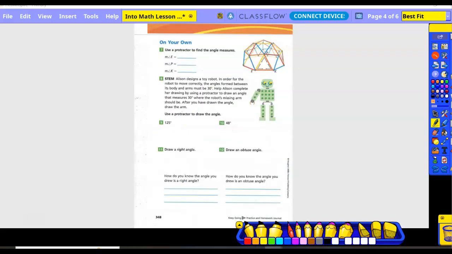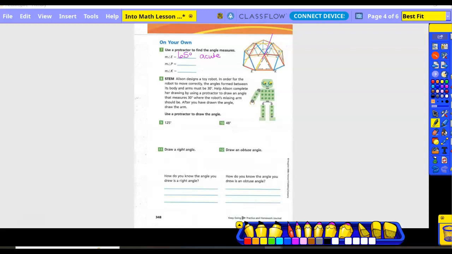On your own, number 7, use a protractor to find the angle measure. So they want us to find the measure of angle E. So where are we going to put our protractor? The center on E. Put the straight edge going to K, right? And then use your straight edge, extend the line for E, and tell me what the angle measure of E is. Okay, so first of all, we should have identified that that is what type of measure? An acute, right? So you're going to use the smaller number on your protractor. What did you get for your degrees? 65 degrees.